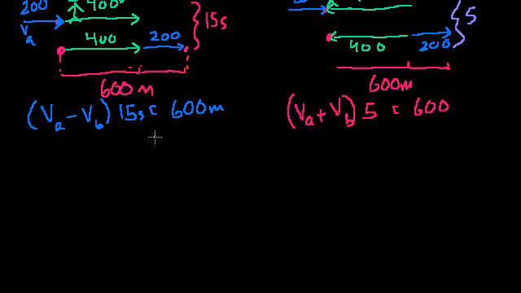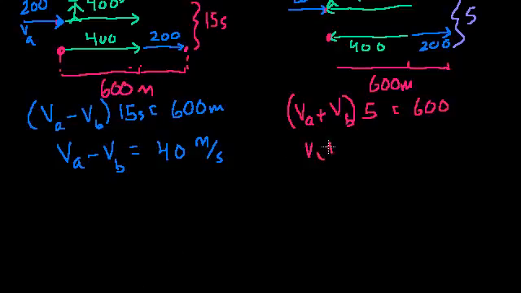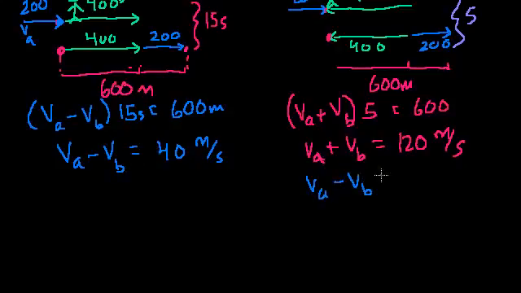We should be able to solve this for the velocity of the two trains. So just to simplify it, let's divide both sides of this one by 15. So we have the velocity of A minus the velocity of B is equal to 40 meters per second, right? 600 divided by 15 is 40. And then here we have the velocity of A plus the velocity of B is equal to 120 meters per second. And let's see, we could just take this equation, put it down here. We could add the two equations to each other. So the velocity of A minus the velocity of B is equal to 40 meters per second.